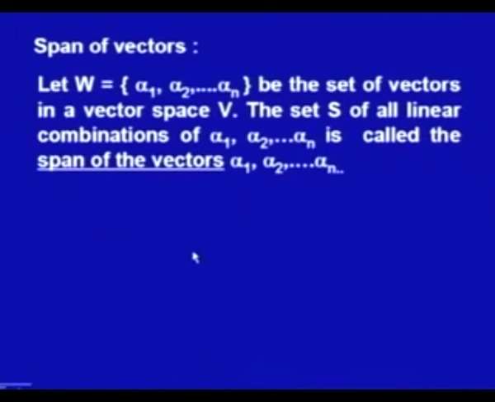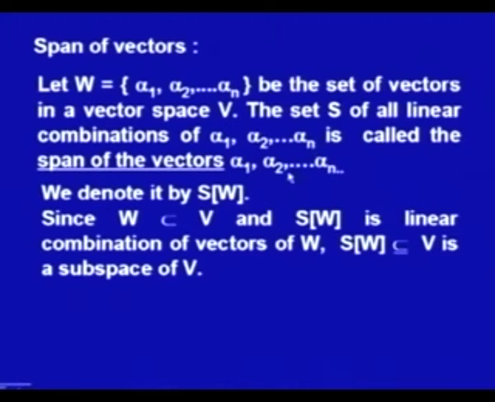Now, the next definition is the span of vectors. Let us say we have been given a set W of vectors alpha 1, alpha 2, up to alpha n in a vector space V. Then the set S of all linear combinations of alpha 1, alpha 2, up to alpha n is called the span of vectors alpha 1, alpha 2, up to alpha n. So, all the linear combinations of these vectors form the set S, and we denote this span as S(W), that means the span generated from W. Now, since W is a subset of V and S(W) consists of linear combinations of vectors of W, S(W) is a subset of V, and since all the linear combinations are in S(W), S(W) is a subspace of V.